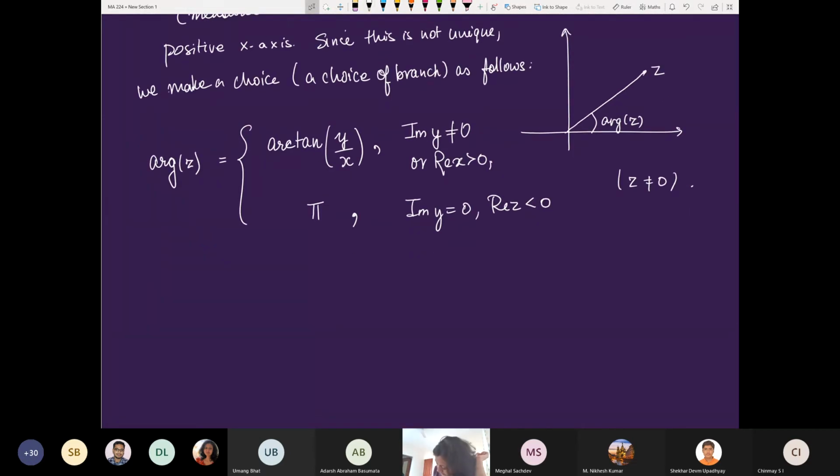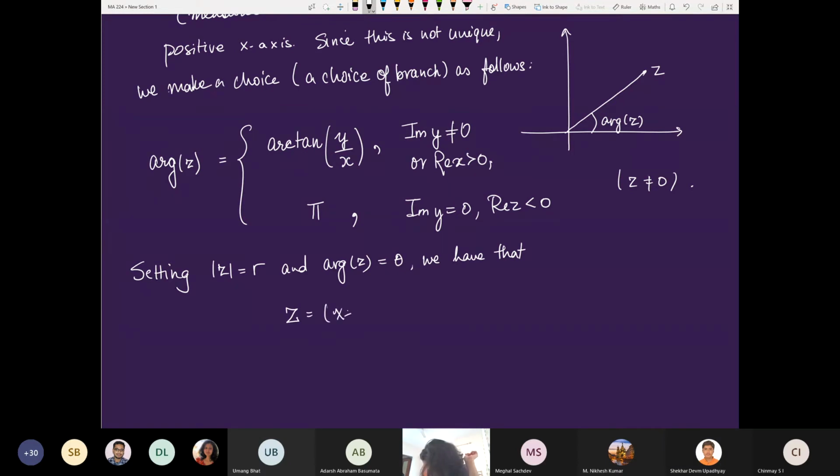All right. So setting absolute Z as R and arg Z as theta, we have that I can write Z, which is X plus IY. I can write this as R cos theta plus I sine theta, where I'll write it like this. Right, so this is our polar.